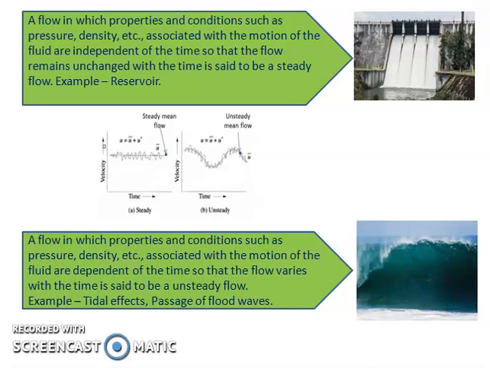But in the case of an unsteady flow, the properties such as pressure, density, volume, velocity, etc. are dependent on time. So the flow varies with each and every instant of time. So we have an unsteady flow. For example, we can consider tidal waves or flood waves.